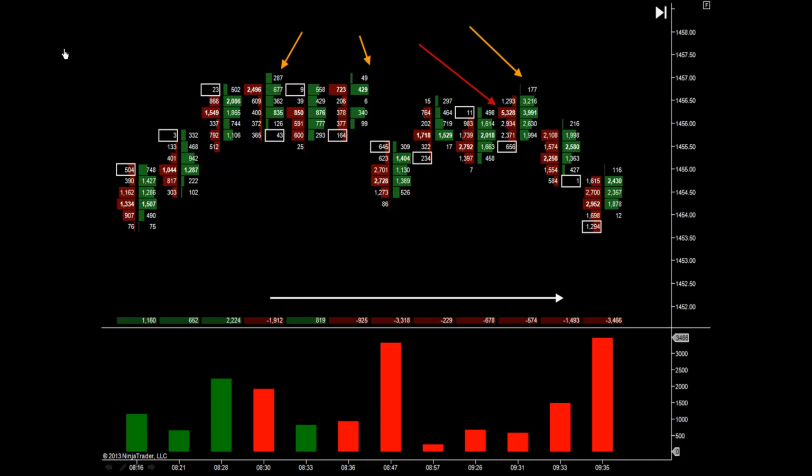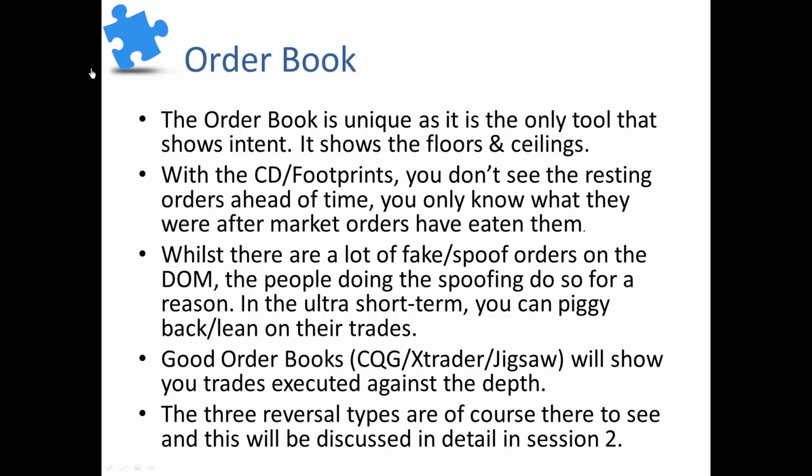Okay, so the next order flow tool, the order book. Now, the main difference between the order book and the delta and the footprint chart is that the order book actually displays the intent. It displays the floors and ceilings. It displays the limit orders.